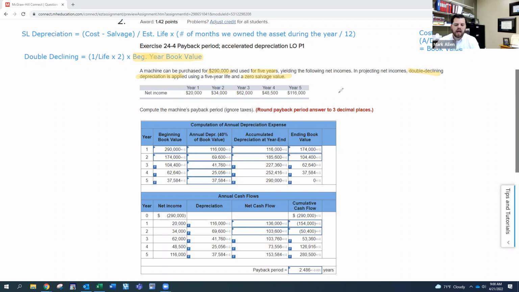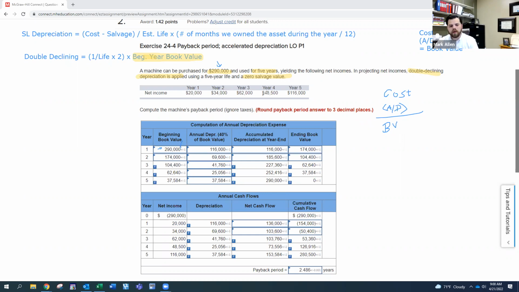So at the beginning of year one, I will need to figure out what my book value is. Remember, book value is cost minus accumulated depreciation. That gives me book value. And I certainly know my cost. It's this. And at the beginning of the first year, I've incurred 0 depreciation expense, so my accumulated depreciation is also just 0. So I have 290 minus 0, which is 290. That's where this comes from.